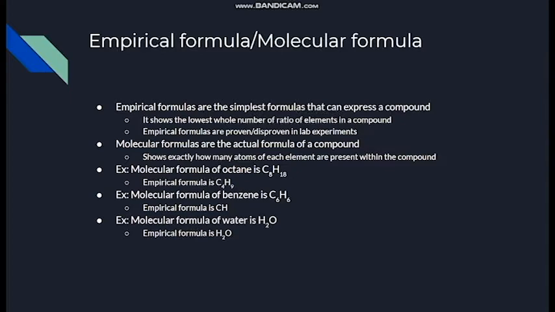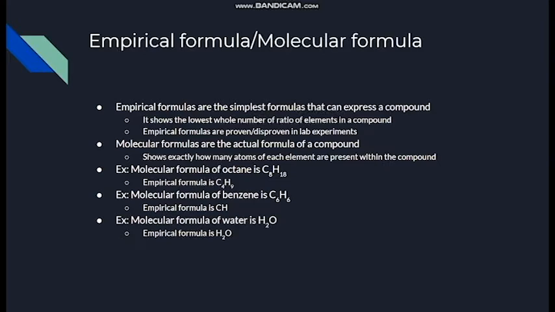And molecular formulas are just the actual formula of a compound. They show you exactly how many atoms of each element are present within that compound. To give you some examples to understand the difference between the two, the molecular formula of octane is C8H18. However, the empirical formula is the simplest formula. Since both subscripts are divisible by 2, we can reduce this to C4H9. This is the simplest way we can express octane, the empirical formula.